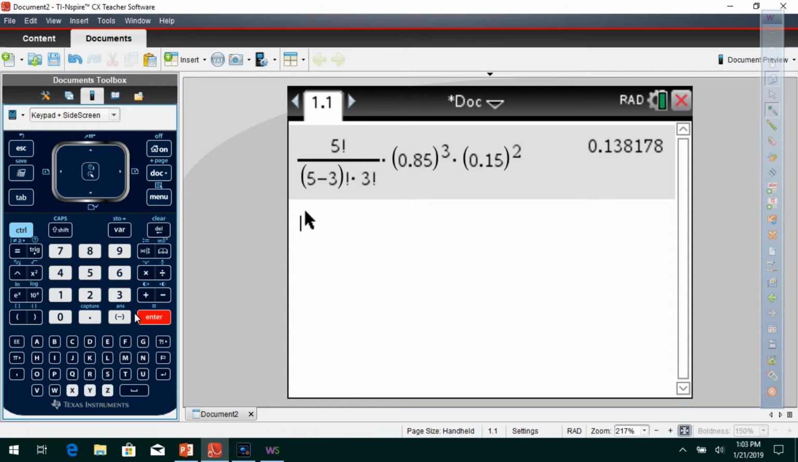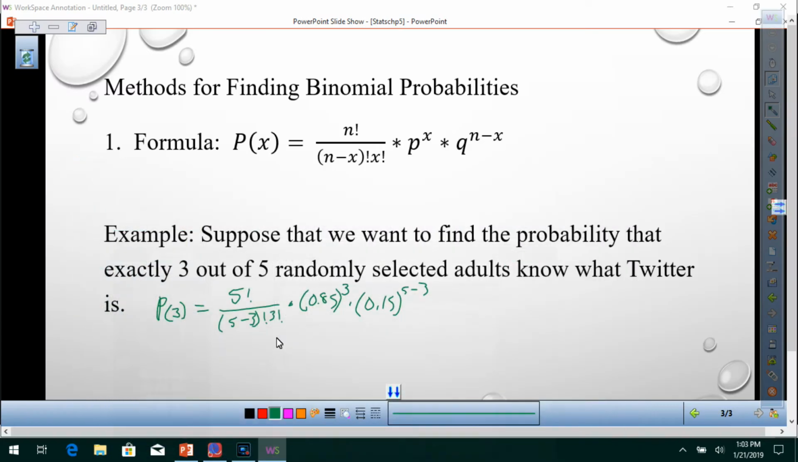So it's equals 0.138, or 0.138. So there is a 0.138 probability that we're going to get 3 randomly selected individuals that know what Twitter is.